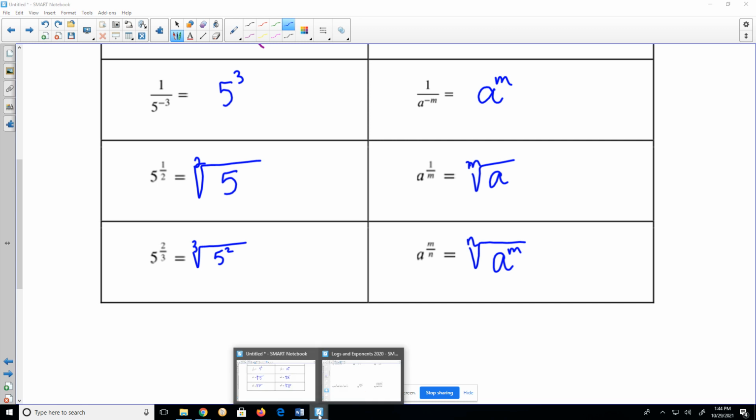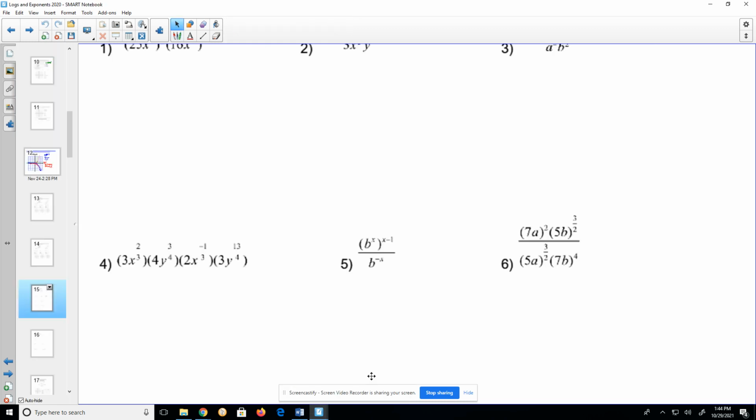All right, so I hope that all seems somewhat familiar. Let's jump into our note packet. I just want to walk through one example. We're on page 9 of your note packet. I want to look at number 6.